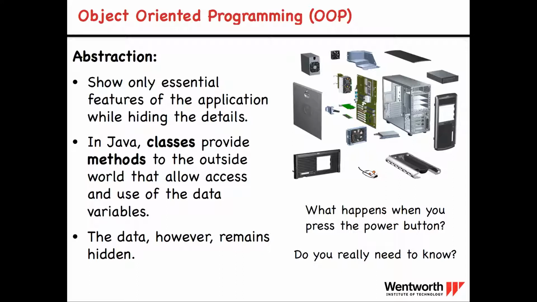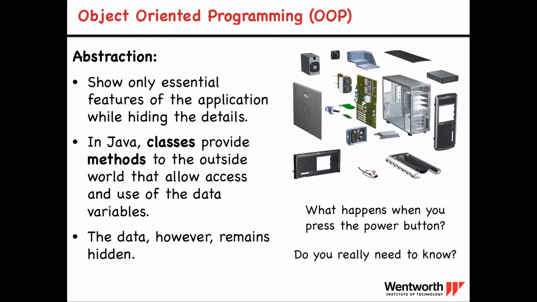So in Java, classes provide methods to the outside world that allow access and use of their data variables. So classes will be providing our interface, like the power button. Think of the power button as a method inside of a computer class. The computer has a whole bunch of components, a whole bunch of data associated with it. It's a thing from object-oriented programming. A power button would be a method. I call the power on method and the computer turns on. The data will remain hidden.